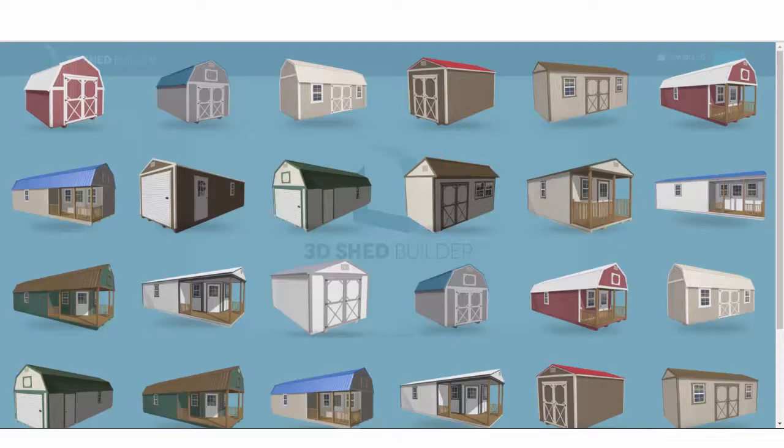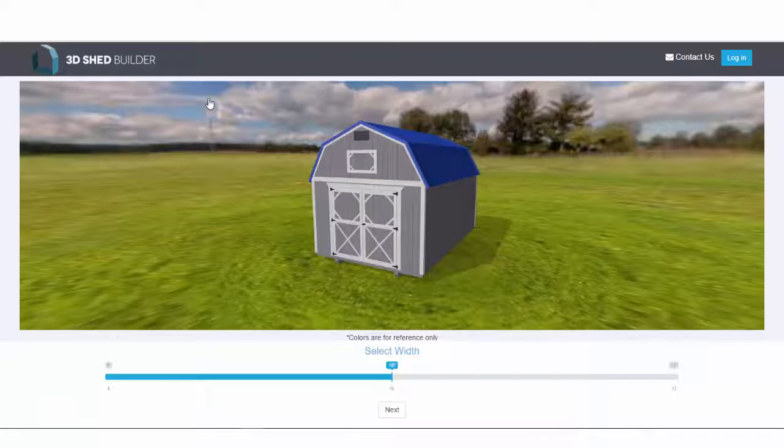Today's video I want to show you how to use the 3D Design tool and how to add doors and windows to your model. So let's get started. We're going to go ahead and select a design, and you'll be able to walk through the build process here.